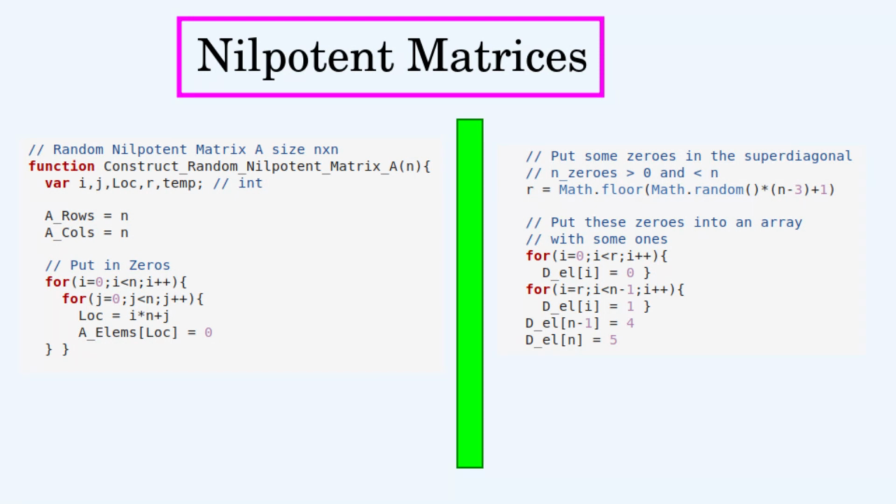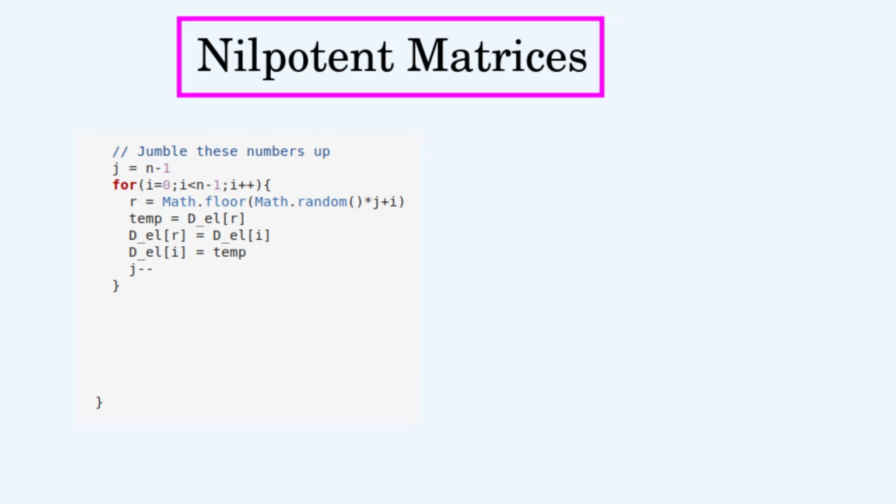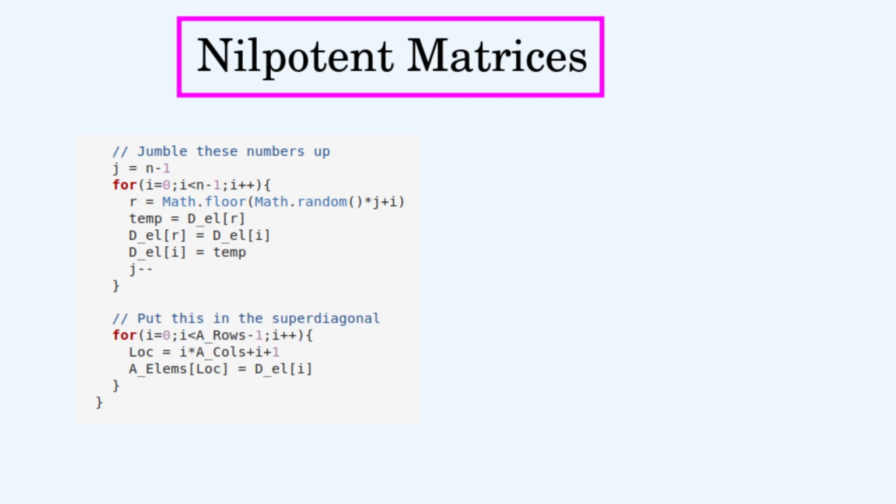I put these two numbers in the array to test the function and debug it. It's a good idea to do this while constructing the function. So now we'll jumble up this array. I've already done a video about jumbling up numbers. And then we can place the contents of this array into the superdiagonal of this matrix.